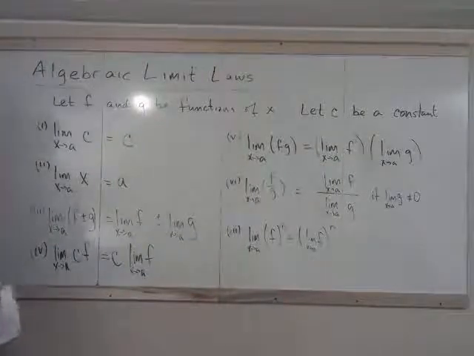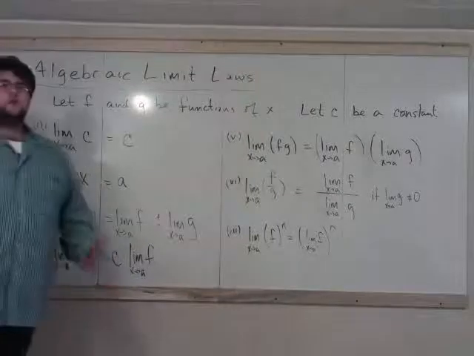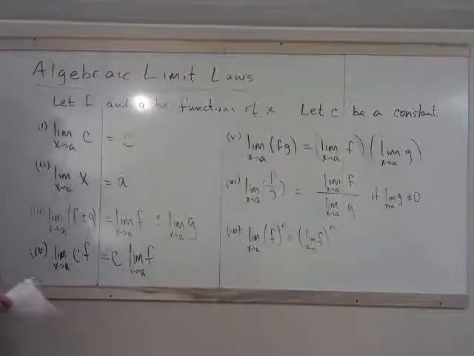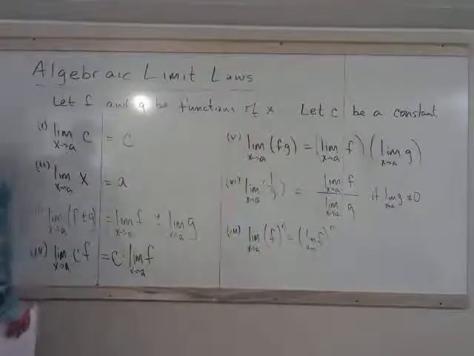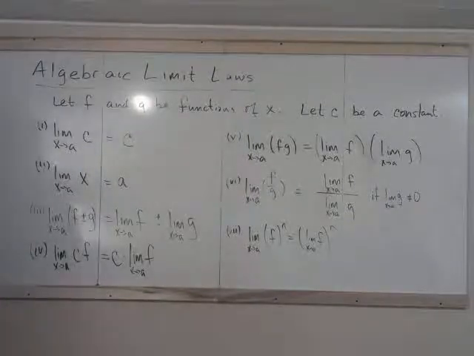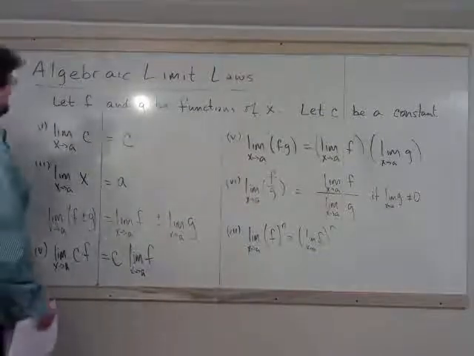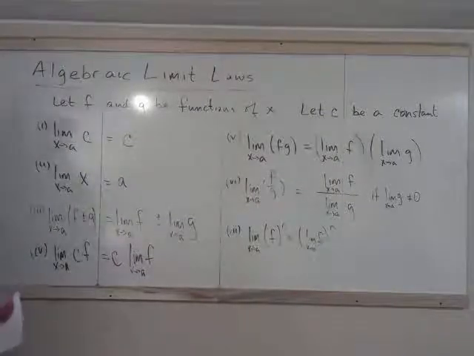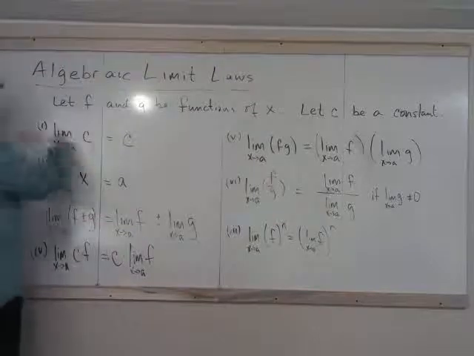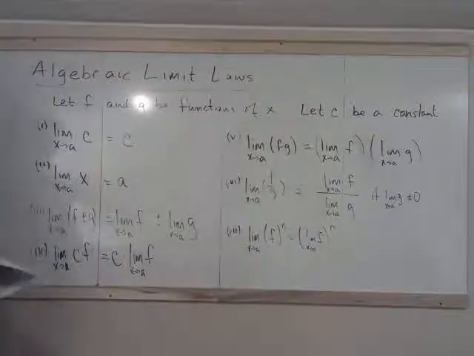The algebraic limit laws. Now, last week we saw a couple of these. We saw the first two by using graphs. But let's discuss all of them. Let f and g be functions of x, and let c be a constant. Then we have 7 parts. First, limit as x goes to a. So a can be anything on the x-axis, anything in the domain.